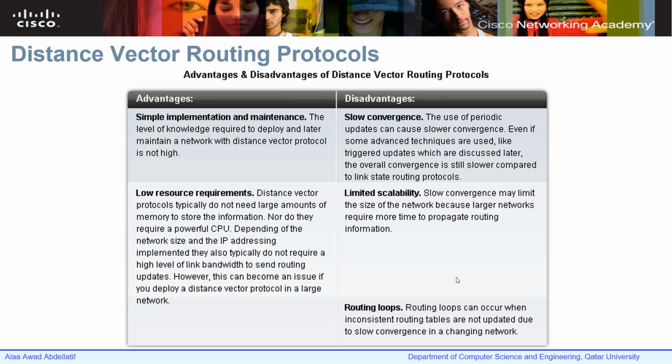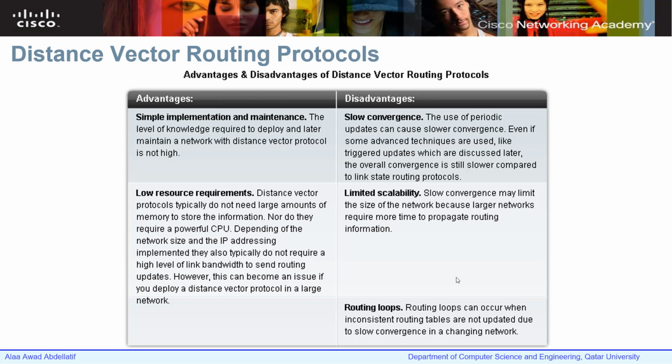But on the other hand, the disadvantages are, first, slow convergence due to periodic updates. Using periodic updates makes the implementation simple, but on the other hand, makes the time to convergence large. It's slow to converge because we have to send periodic updates many times until we identify the whole network and know all paths and all nodes. So these periodic updates will slow the convergence.